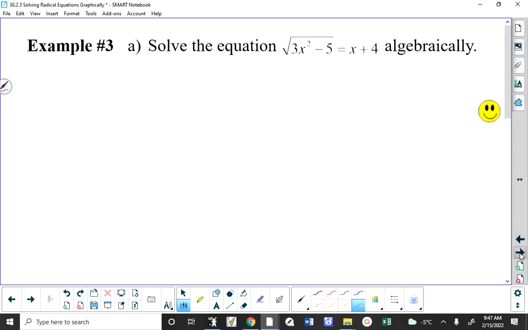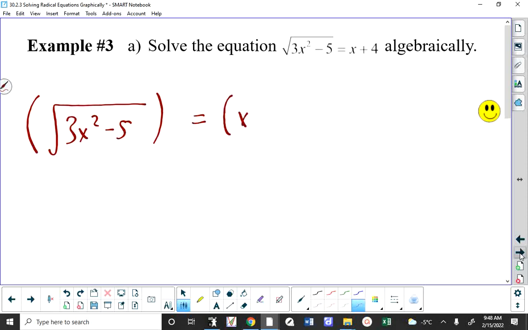Couple more questions. Solve this equation algebraically. So we're going to square both sides. We have 3x squared, nope, minus 5 under the radical. We're going to have to square that in a bit. We have x plus 4 here. So we're going to square both sides. Now, you'll notice I didn't say determine the restrictions.